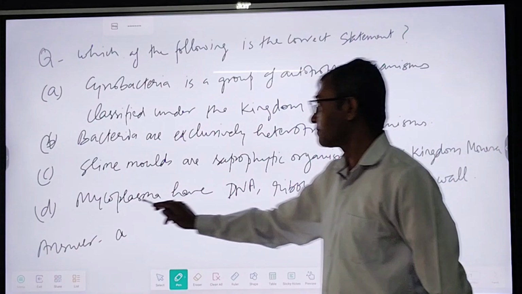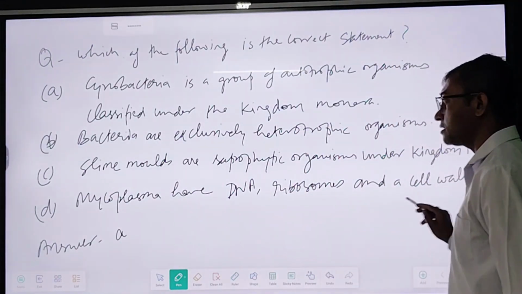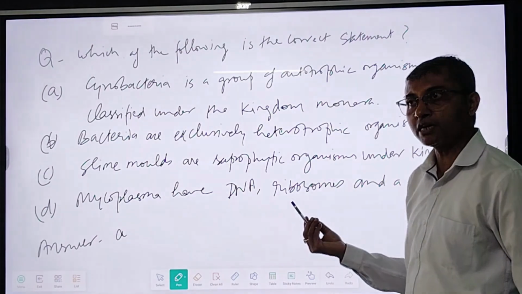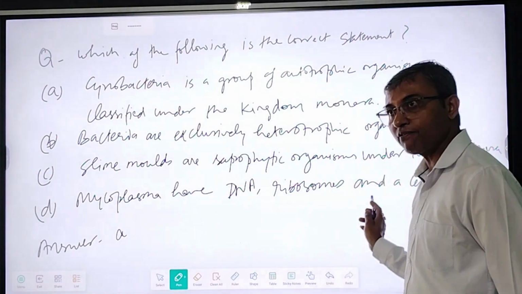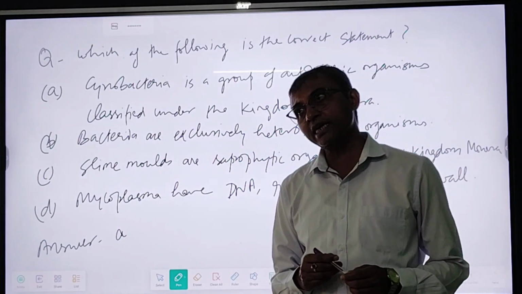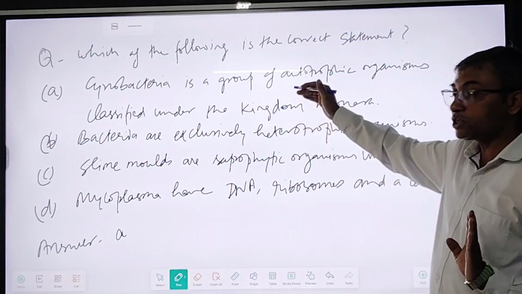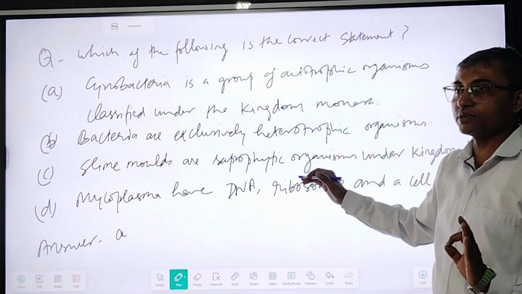And the fourth one, mycoplasma had DNA, ribosome and a cell wall. So why is this one incorrect? Because of the cell wall. Okay? Because mycoplasma do not have any cell wall. Is that clear? So like that, we should go through all the options.